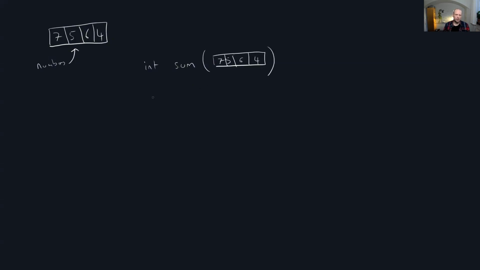We can think about this as, well, if we take the first element, this is really that plus the sum of the remaining array. So 5, 6, and 4. Okay. And of course, you can get this idea that the sum of that is really just 5 plus the sum of the remaining array.